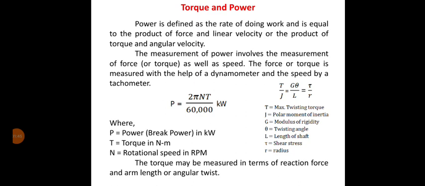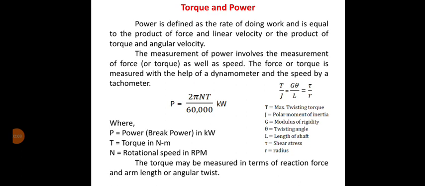If you know the torque, you can easily find the power. Power P equals 2 pi N T by 60, where P is the brake power in kilowatts, T is the torque in Newton meters, that is, force times distance, and N is the rotational speed in RPM.